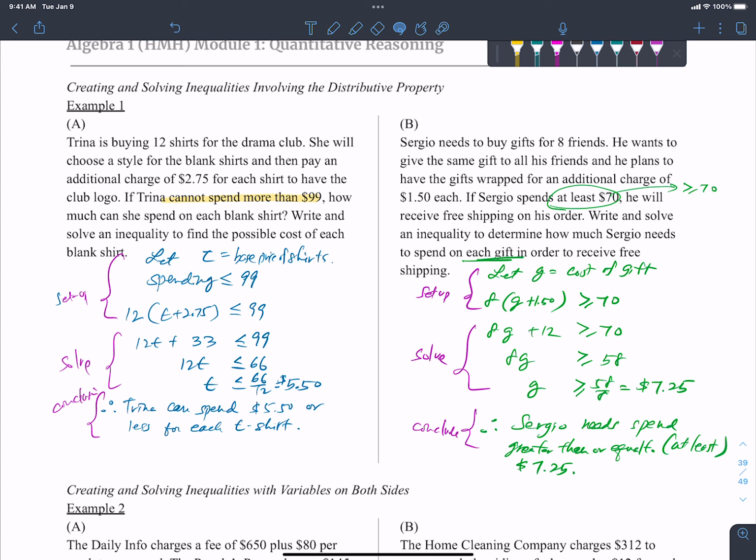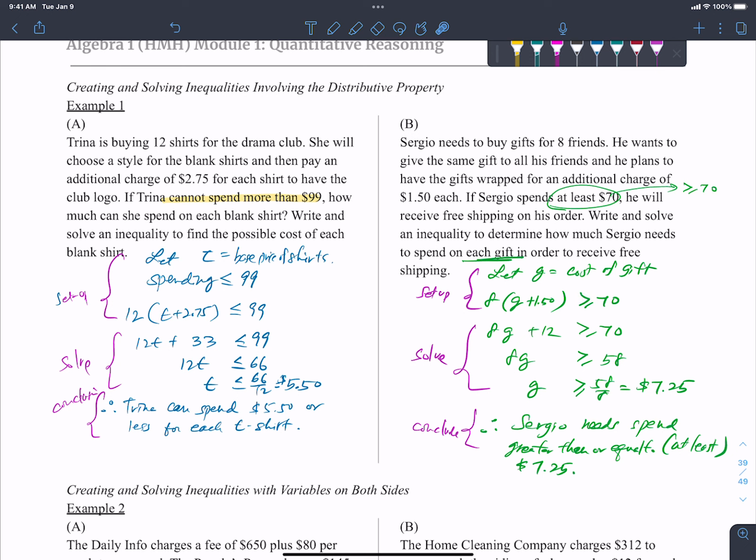In this case, we're looking for the word at least, at most, greater than or equal to, less than or equal to, some sort of statement that will give that away, right? Okay, the idea here is that Sergio can spend at least $70, which means that it is greater than or equal to 70, right? So the spending has to be greater than or equal to 70.